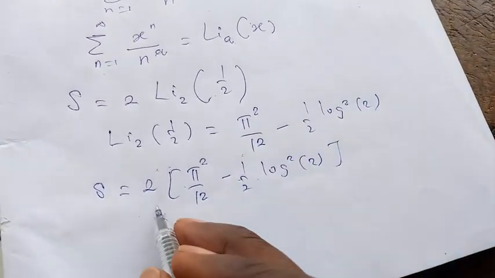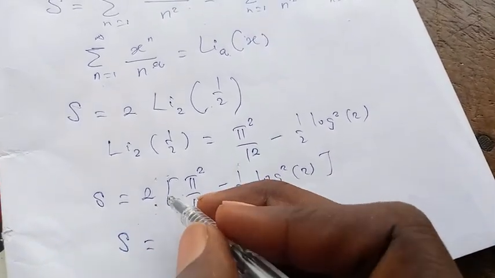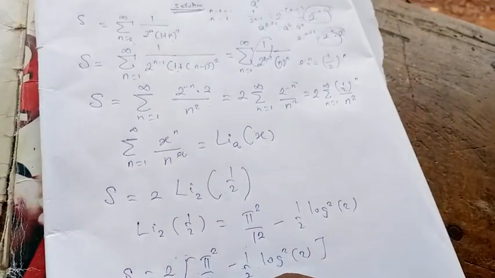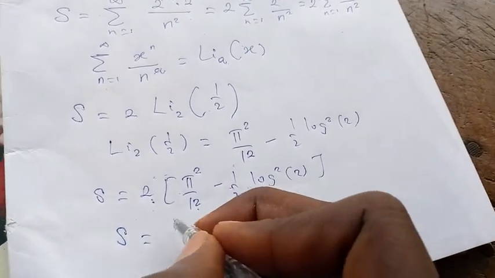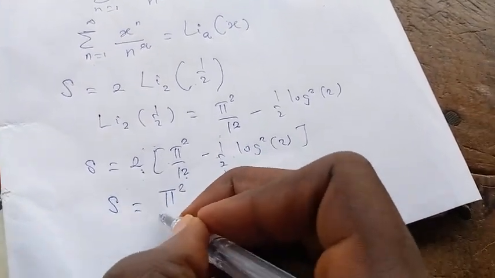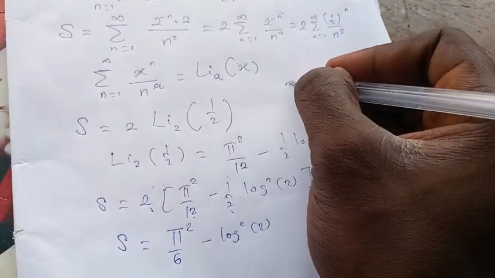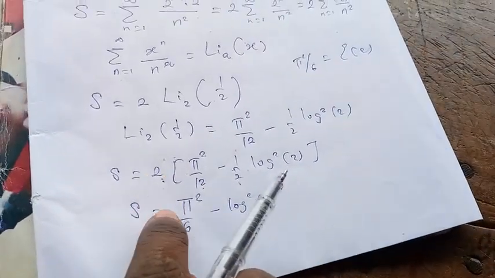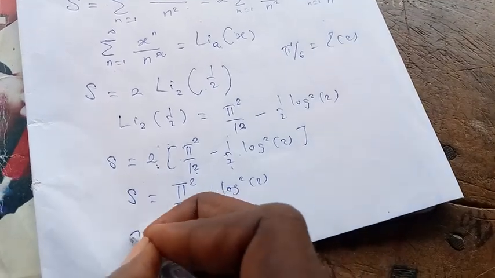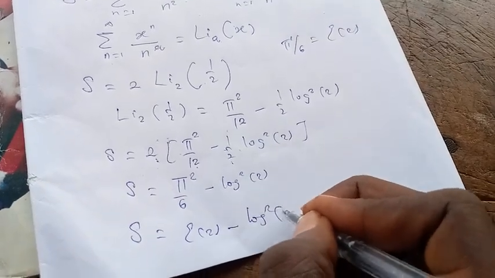So you are going to multiply through by 2. So you have S is equal to, now how many 2s can we see in 12? That will be 6. And how many 2s can we see in the second term? That will be 1. So we are going to have pi squared over 6 minus log squared 2. Don't forget that pi squared over 6 is equal to zeta 2. So I can write pi squared over 6 as zeta 2. So S is equal to zeta 2 minus log squared 2.